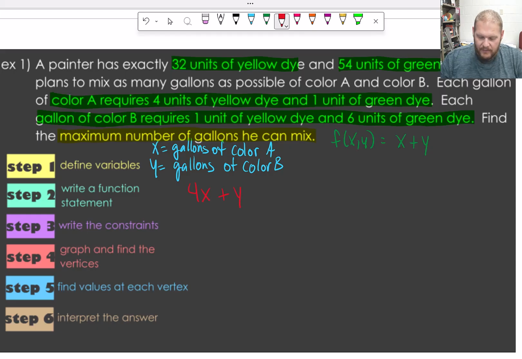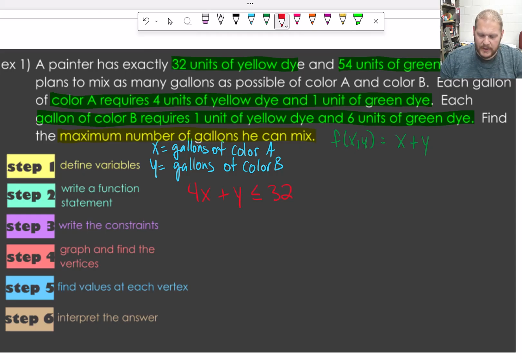So I have up to 32 units of yellow dye. I can use exactly 32 units or I can use less than 32 units, but it has to be less than or equal to because we only have 32 units in our budget, in our supply.